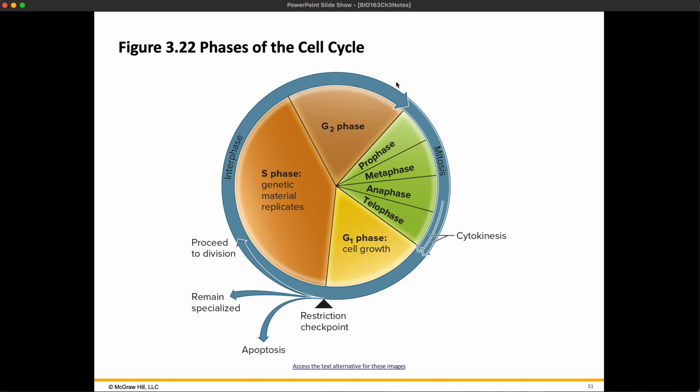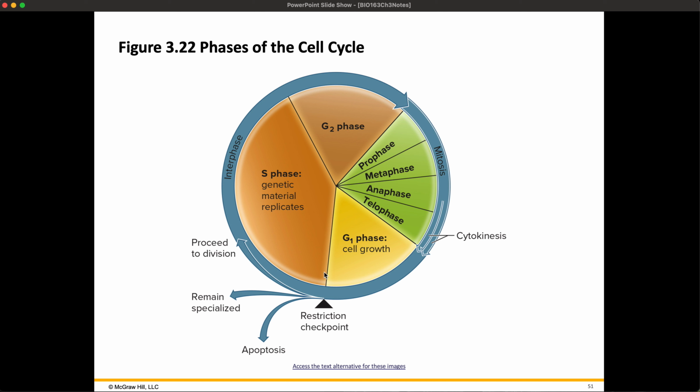So here's just a depiction of the phases of a cell cycle. We can start here at interphase. We break interphase up into three portions: the G1, S, and G2 phase. This stands for gap, so the gap 1 phase, the S phase, and the gap 2 phase. G1 phase is cell growth. So you have this period of time where the cell is just growing, getting larger, incorporating nutrients, all that kind of stuff.